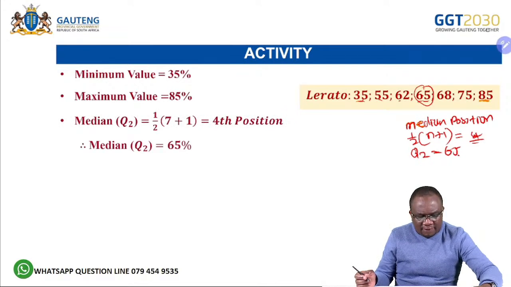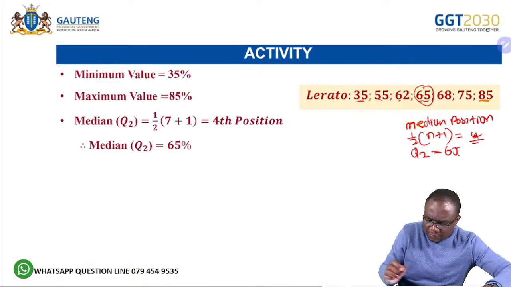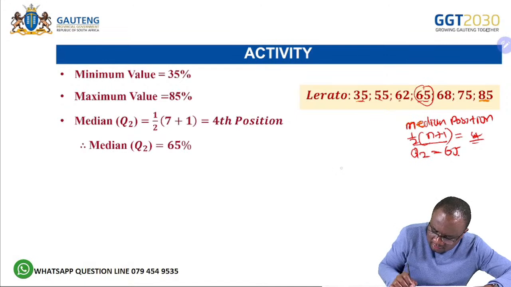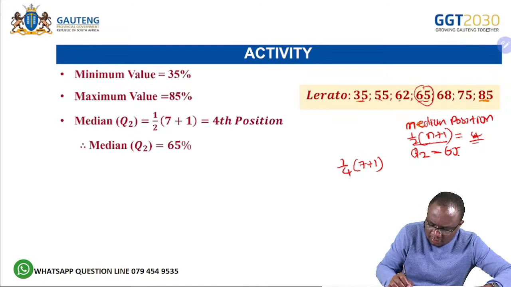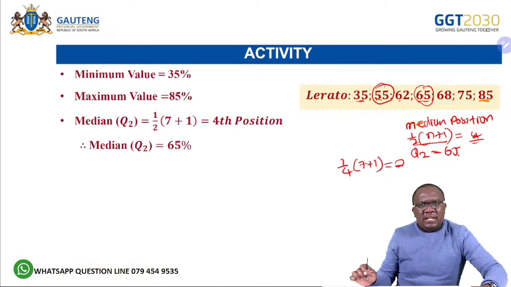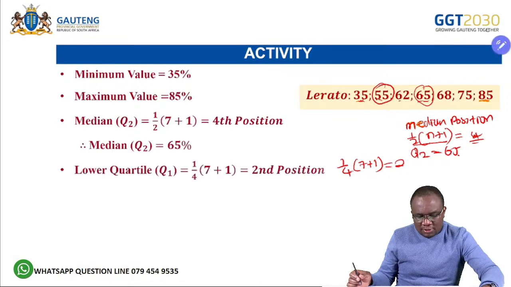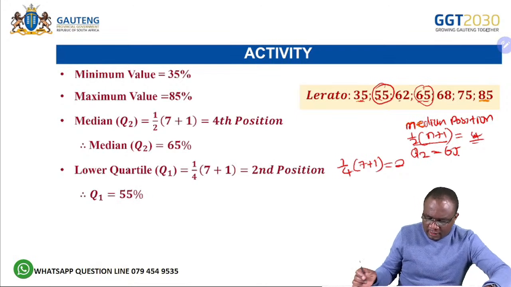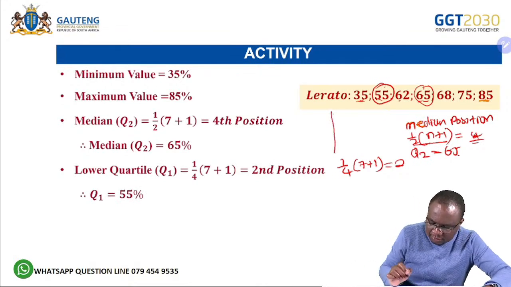Right, 65. What about the lower quartile? What do we do? We say 1 over 4 times 7 plus 1. Okay, 7 plus 1 is 8. So it's 1 over 4, it's 8 divided by 4 here, which is 2. So it's position number 2. That's the upper 1, 2. That's the lower quartile. Okay, so the lower quartile there will be 55%.